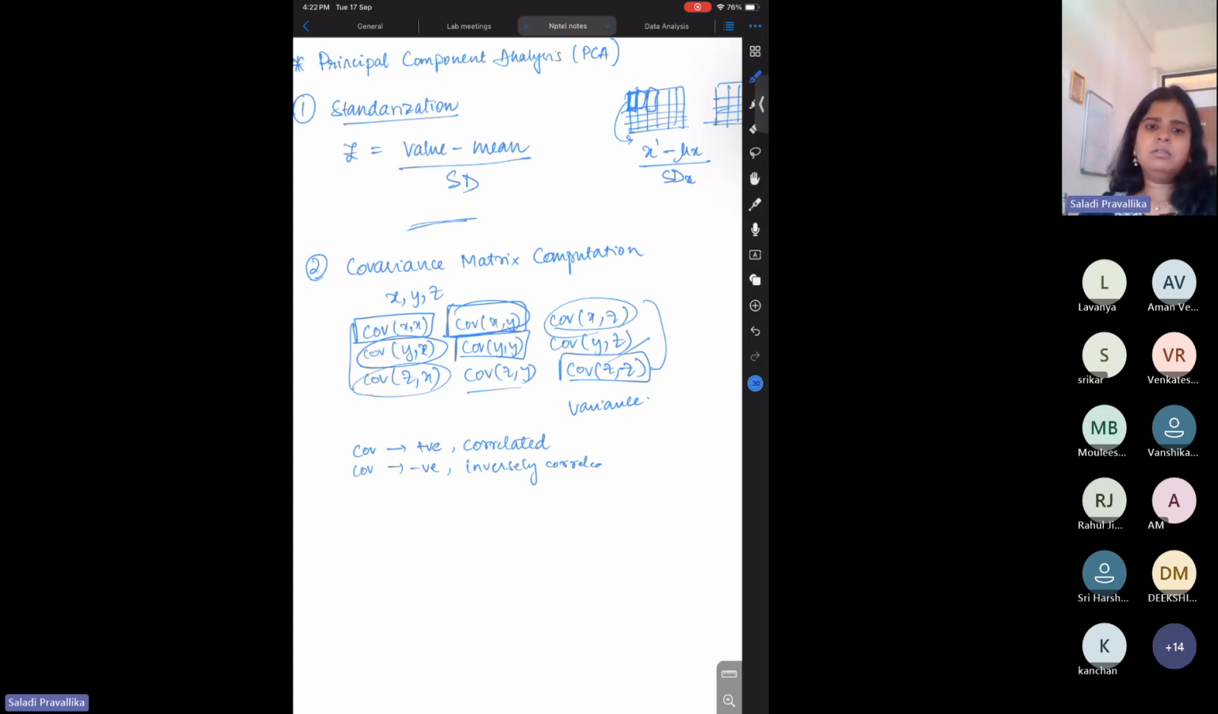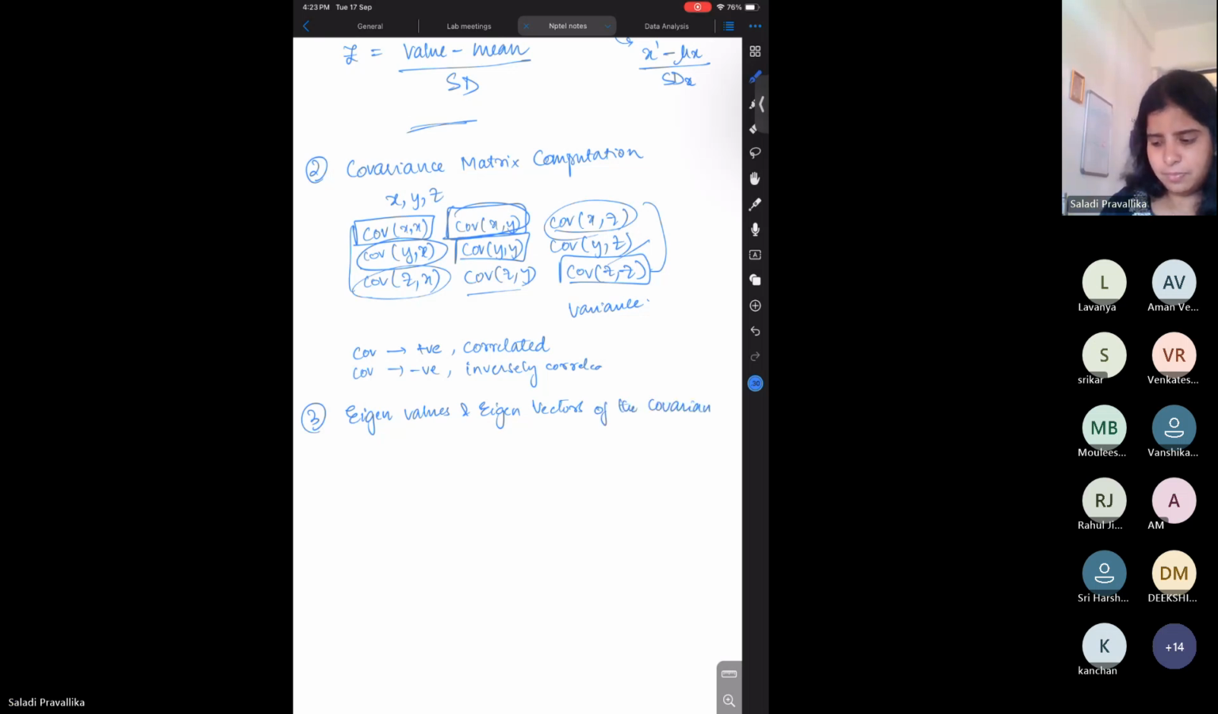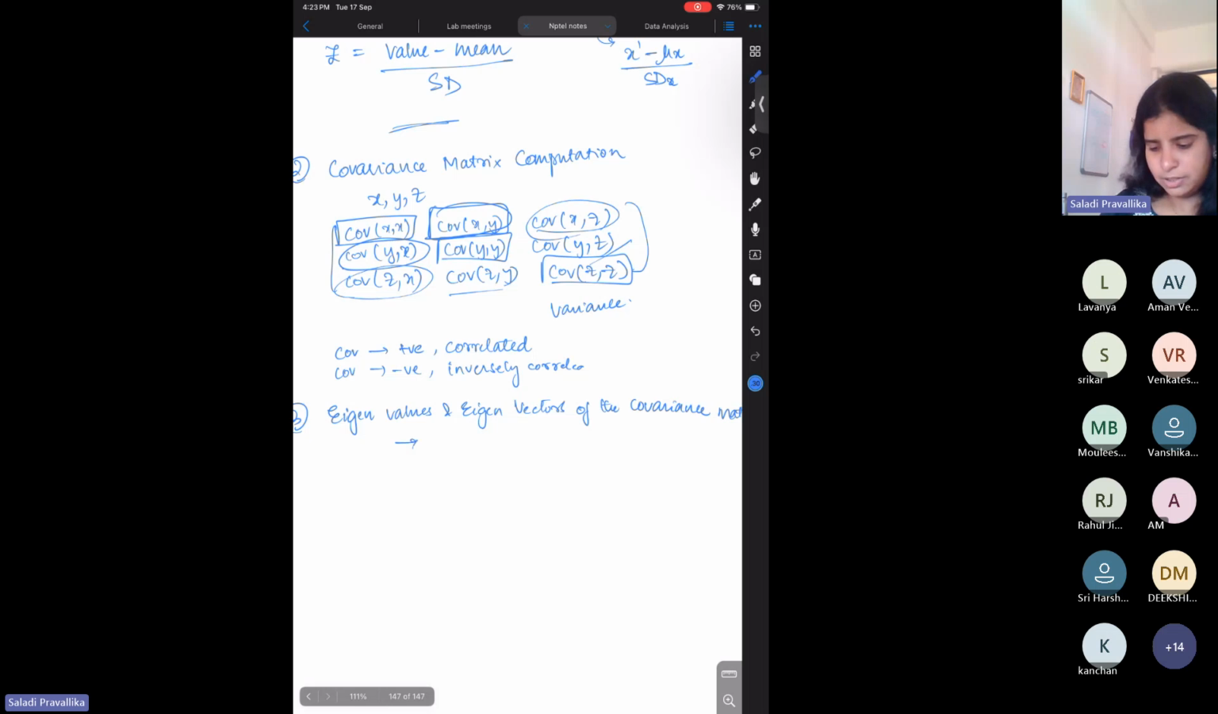Now you have to understand that the covariance matrix is nothing more than a table that summarizes the correlation between all the possible pairs of variables. After this is done, we calculate the eigenvalues and eigenvectors of the covariance matrix. This is usually done to identify the principal components.